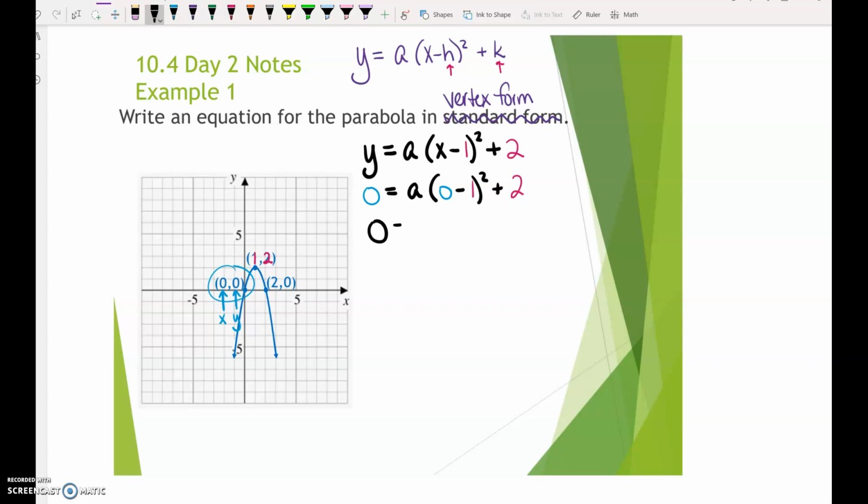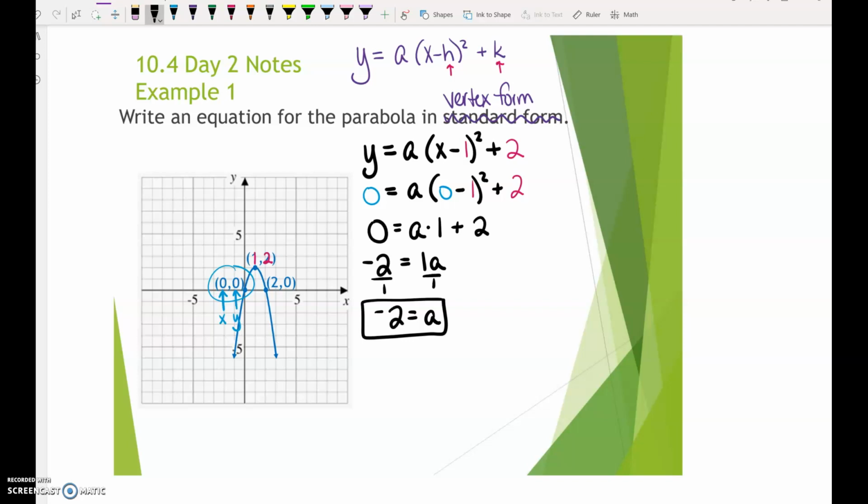So we've got 0 equals A times 0 minus 1 is negative 1. Negative 1 squared is positive 1. And then plus 2. Now that's 1A plus 2. So we would subtract 2 on both sides, and then divide both sides by 1. So we would have A equals negative 2. Now, the point of this is not to figure out what A is. That's not the whole goal.